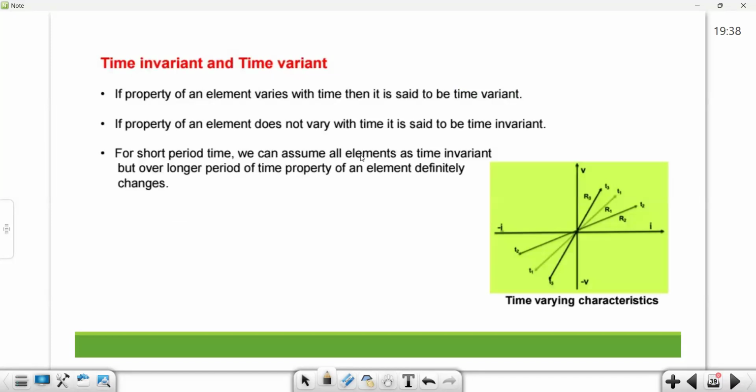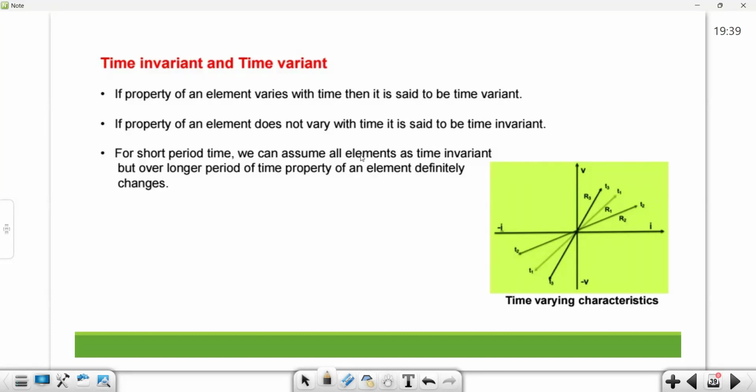What is time varying and time invariant? If the property of an element varies with time, then it is time variant. If the property of an element is not varying with time, it is time invariant. But for a short period of time, you can assume all elements are time invariant only. Over a longer period of time, the property of an element definitely changes. That is quite common.